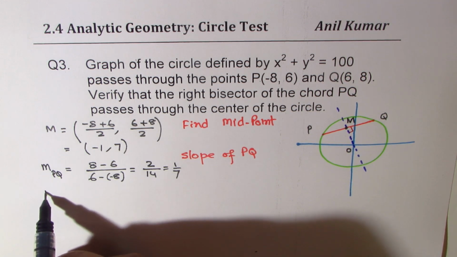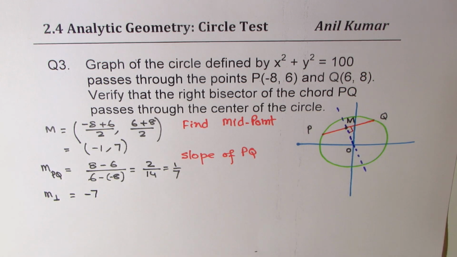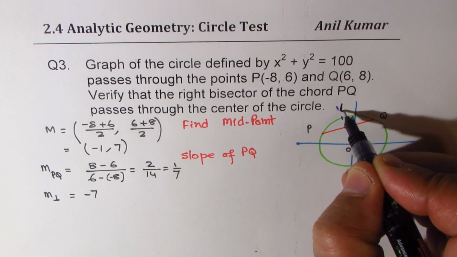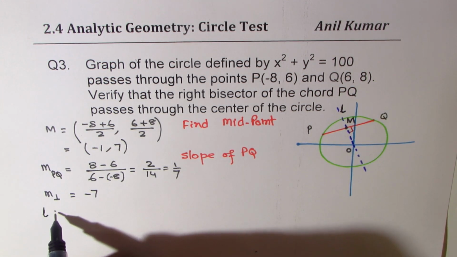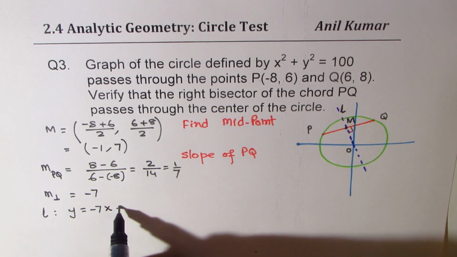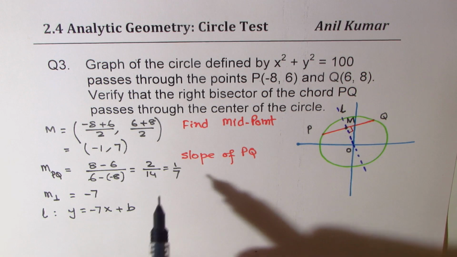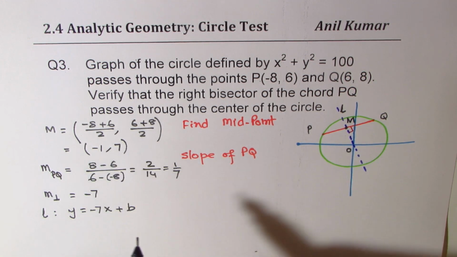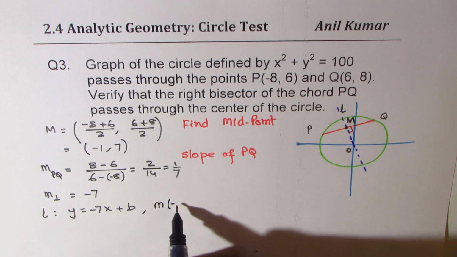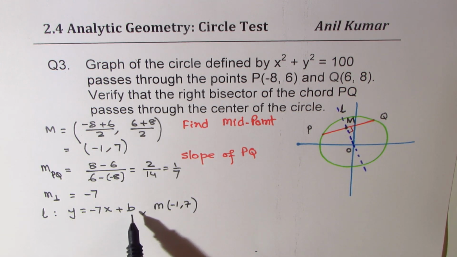So the perpendicular line slope will be what? It will be the negative reciprocal. It will be minus 7, right? So perpendicular is negative reciprocal. So for the equation of line, let's say this is line L, the equation of line L will be y equals minus 7 x plus b, right? We need to find b, and this line will pass through the midpoint, which is minus 1, 7. It's going through point M, which is minus 1, 7. Is that clear? So let's substitute minus 1 and 7 here to find b.